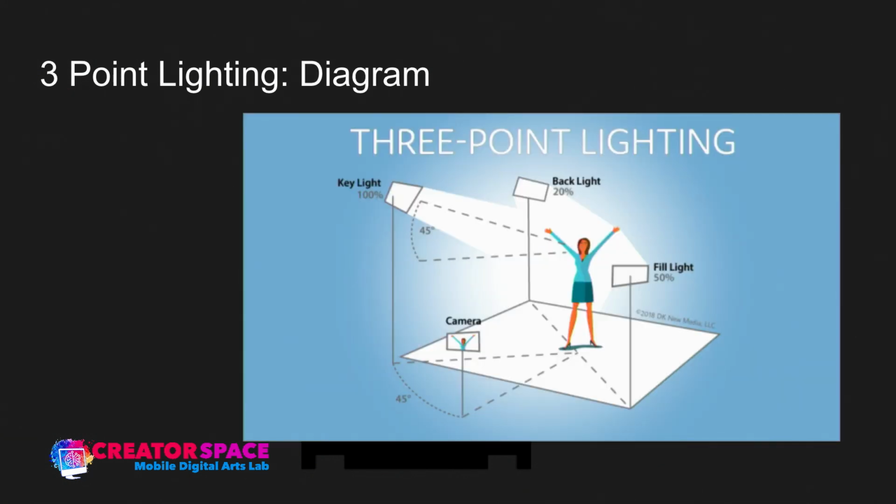This is the diagram, 3-point lighting. As you can see here, we have a key light at 100% and a fill light at about 50%. And the camera, this is one of the key things too, we're placing these about 45 degrees from the camera. You see the camera in the bottom center of this diagram, and the key and fill lights are about 45 degrees separated from the camera angle, right? So that gives us the side lighting.